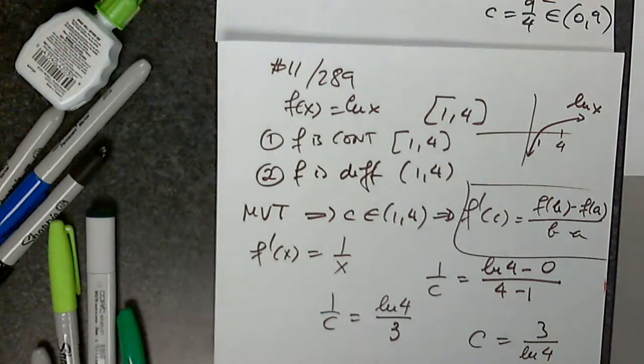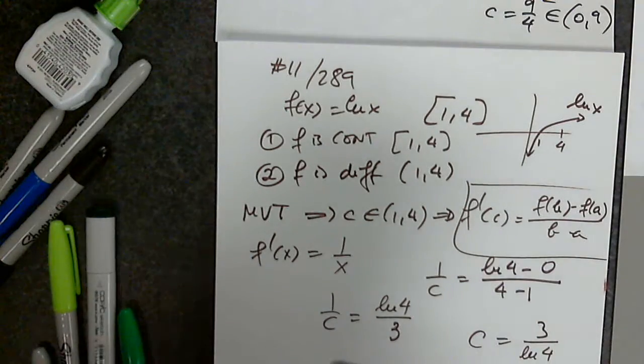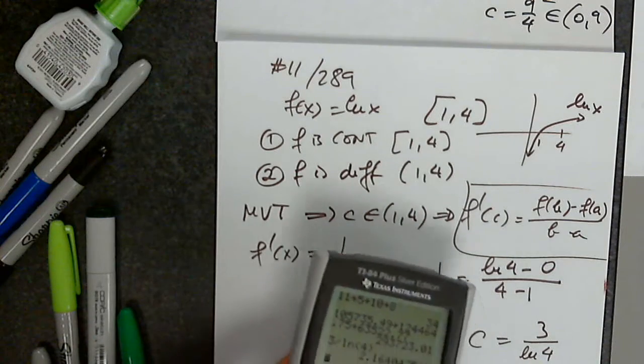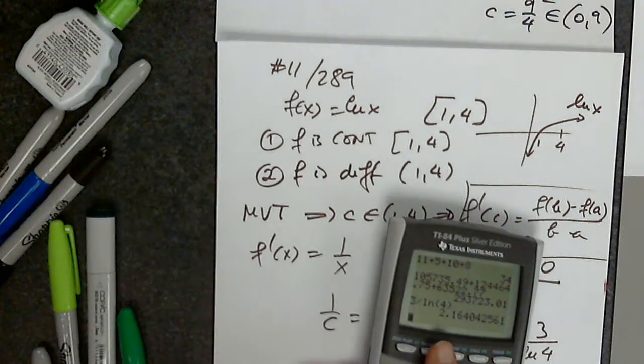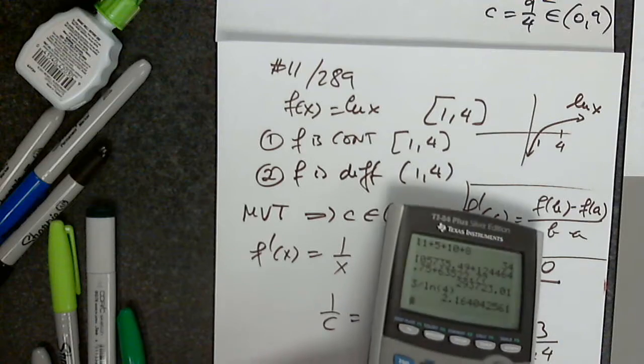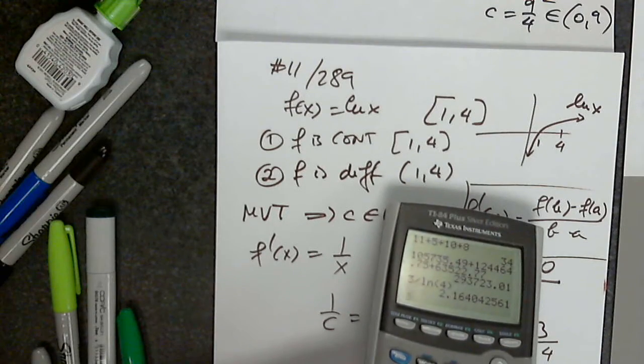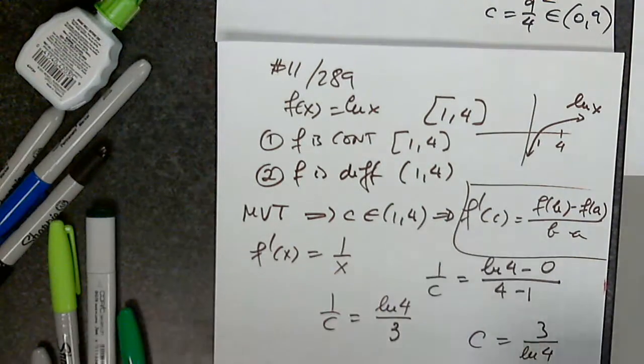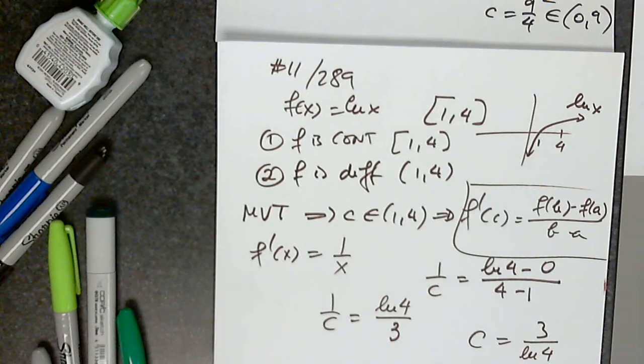So I check, just to make sure. I put in 3, and I divide by natural log 4. And this better be a number between 1 and 4, and it is. I got 2.16. Okay, so these are Rolle's and the mean value theorem. The rest is all about graphing.